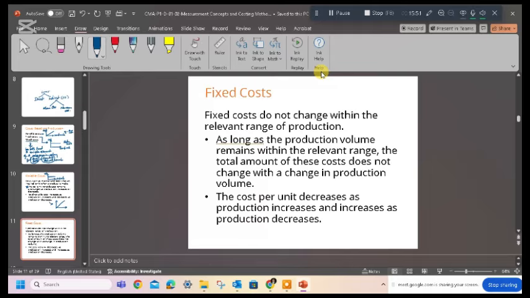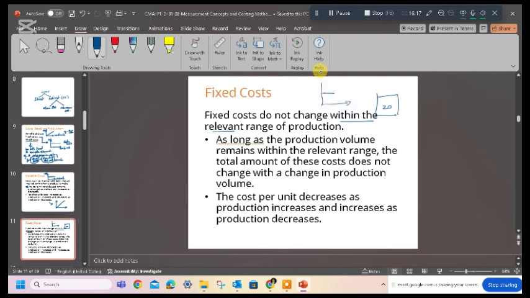Fixed costs do not change within the relevant range of production. That's the other thing. Within the relevant range of production. See, for example, if I'm running a training center, maybe I have taken a space where I can accommodate 20 students and I'm doing a class. So my rent is fixed.